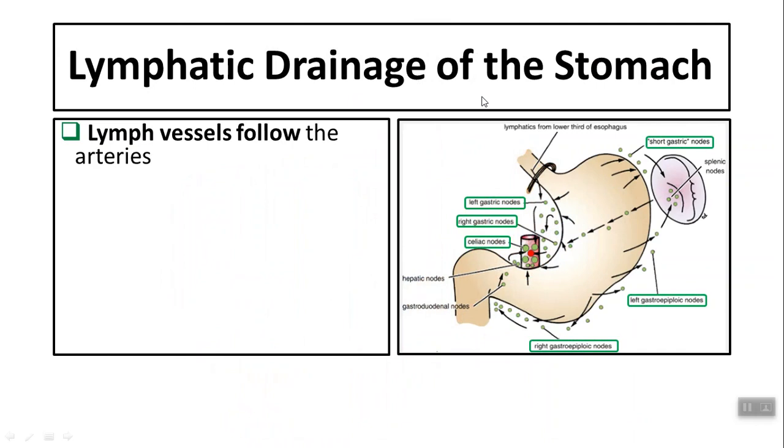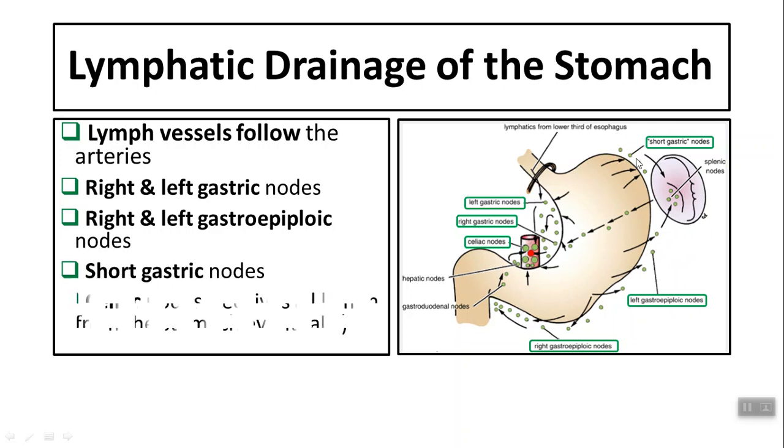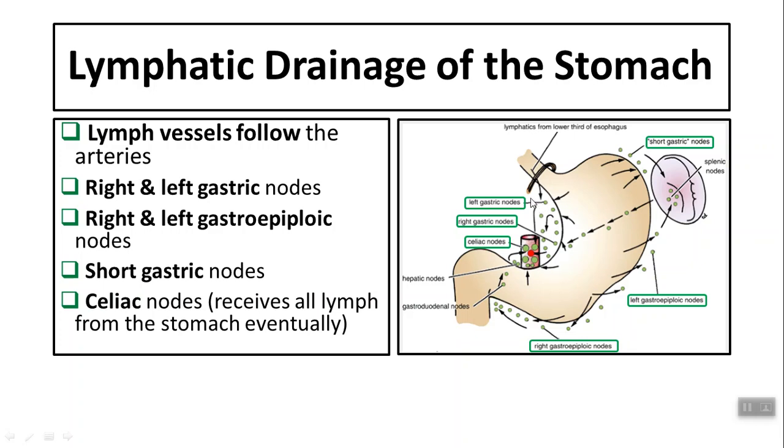What is the lymphatic drainage? Lymphatic drainage of the stomach is related to its blood supply. The lymph vessels will follow the arteries, so it's related to the arteries. So we have right and left gastric nodes. We have right and left gastroepiploic nodes. They take the same names as the arteries. And we have short gastric nodes, and we have the main celiac nodes.